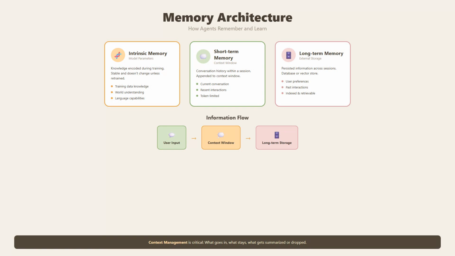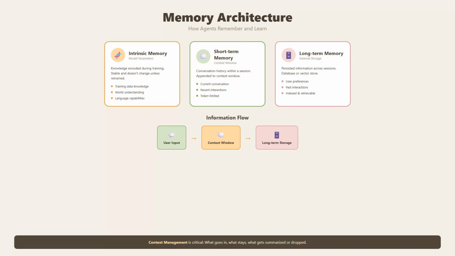Information flows naturally between these types of memory. User input enters short-term memory in the context window. As conversations grow and context fills up, important information gets persisted to long-term storage. When relevant, stored information gets retrieved back into the context window to inform current interactions.